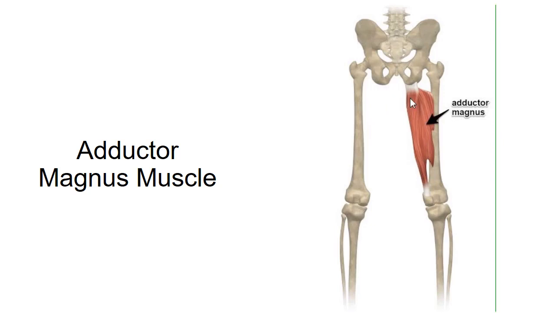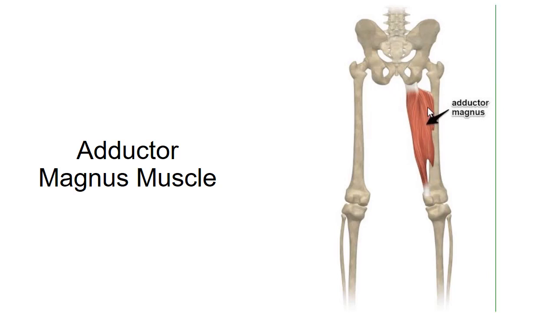We'll talk about its adductor part first. This is adductor part of adductor magnus muscle, and this is hamstring part. Adductor part arises from inferior ramus of pubis and ramus of ischium. It is inserted into the gluteal line, entire length of linea aspera of femur and medial supracondylar line of femur.